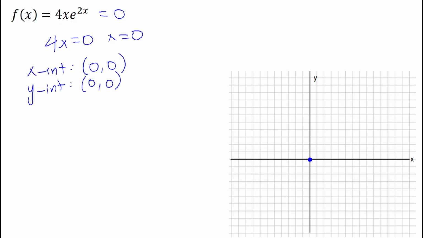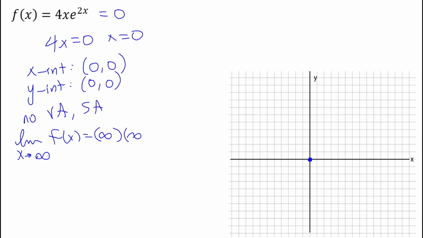We are then going to look at asymptotes. There's not going to be any vertical asymptotes. There's not going to be any slant asymptotes because this function has no discontinuities and it's not a rational function. But it could have horizontal asymptotes. So we'll look at the limit as x approaches infinity of f of x, which is infinity times infinity, which is infinity.